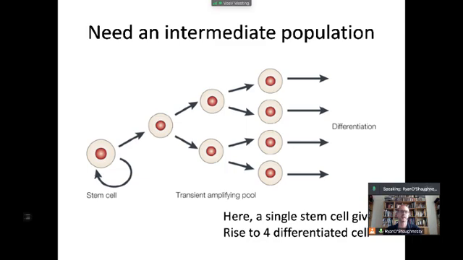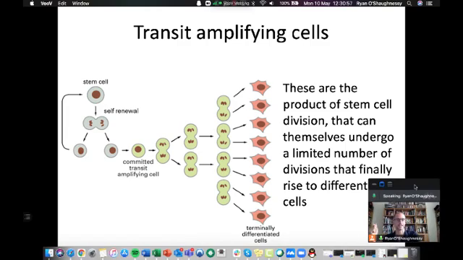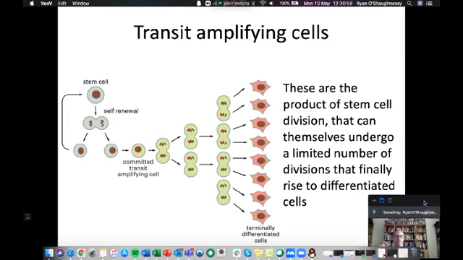Transient amplifying cells, or transit amplifying cells. So these are the product of stem cell division that can themselves undergo a limited number of divisions that finally give rise to differentiated cells.